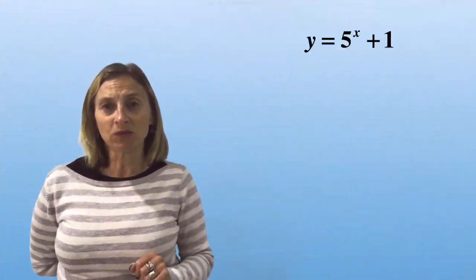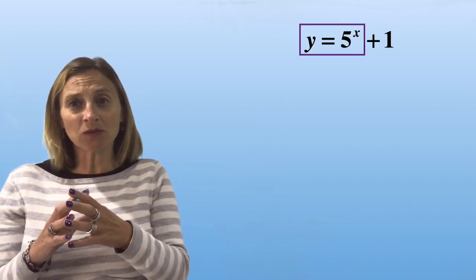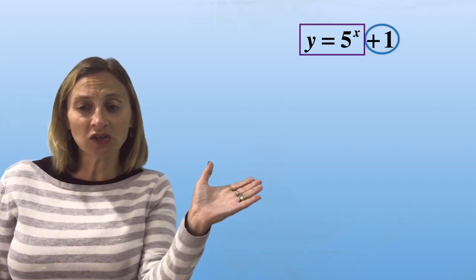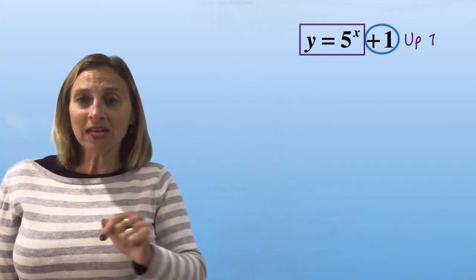So now let's say we have y equals 5 to the power of x plus 1. Well, 5 to the power of x is our basic curve. Remember, the 5 just makes everything steeper, like 2 to the x, now it's 5 to the x. And the plus 1 means the whole graph just has to go up 1. Well, that's normal, isn't it? So let's have a look.